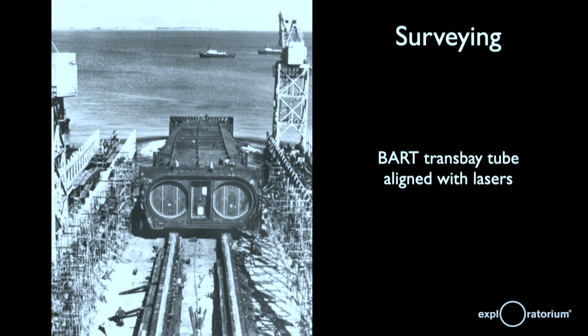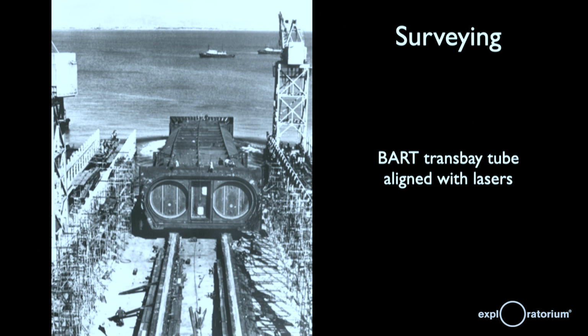Sewage pipes, for instance, have to be tilted just at the right angle, otherwise the sewage won't run down them. So this is a way to run pipes perfectly straight and at the right tilt. A much bigger example was laying the BART tube across the bay.